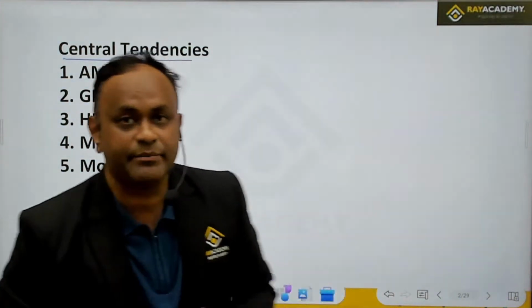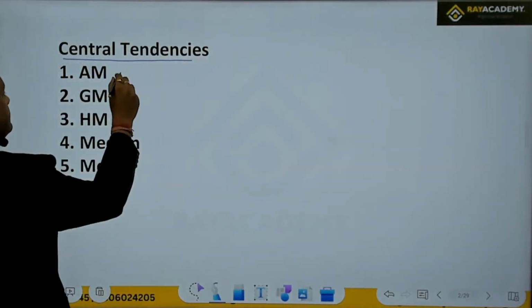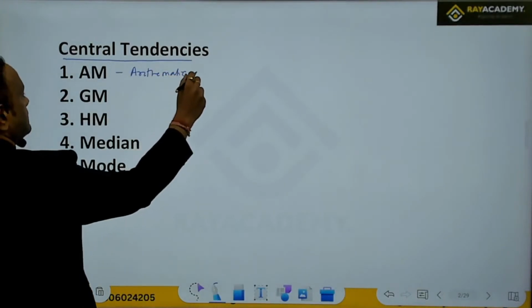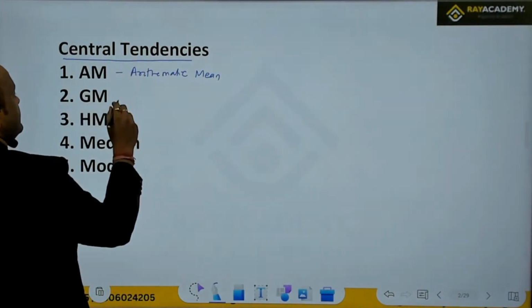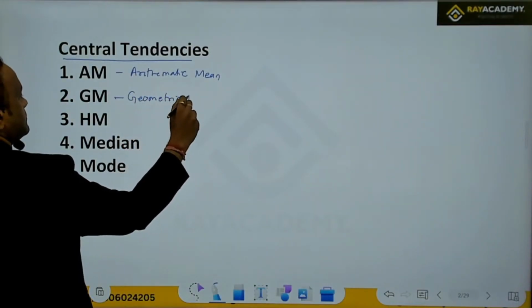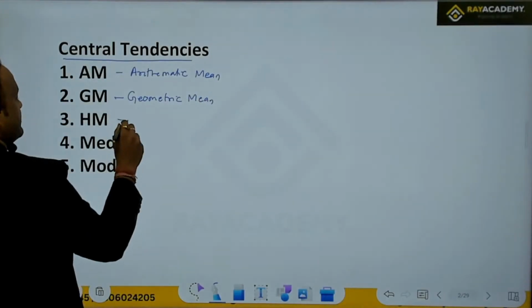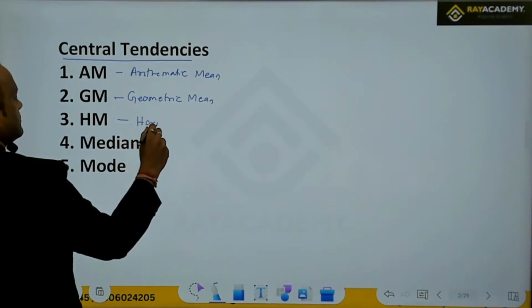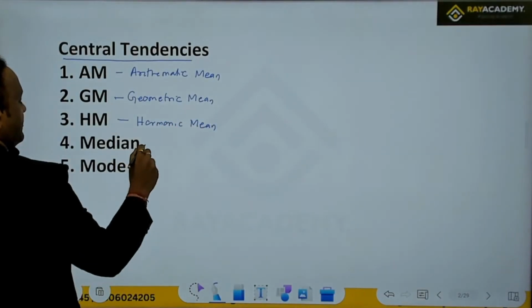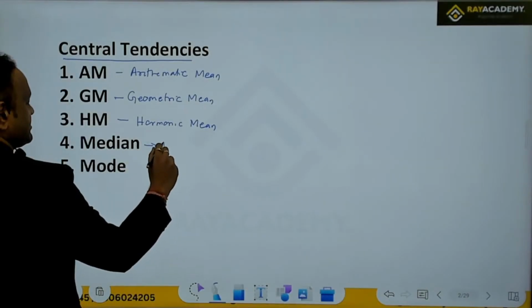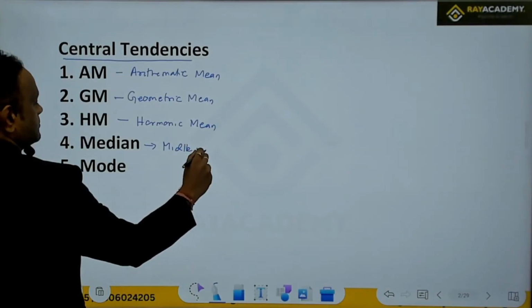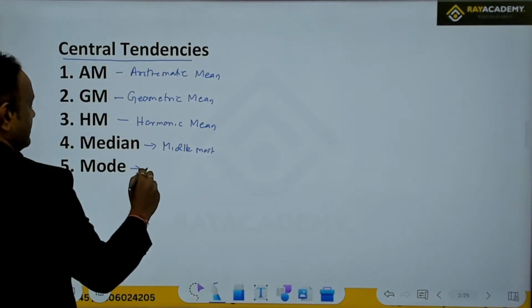First one is AM. AM is what? Arithmetic mean. GM is geometric mean. And HM is harmonic mean. And median, we will see what is median. It is the middlemost, and mode is highest frequency.